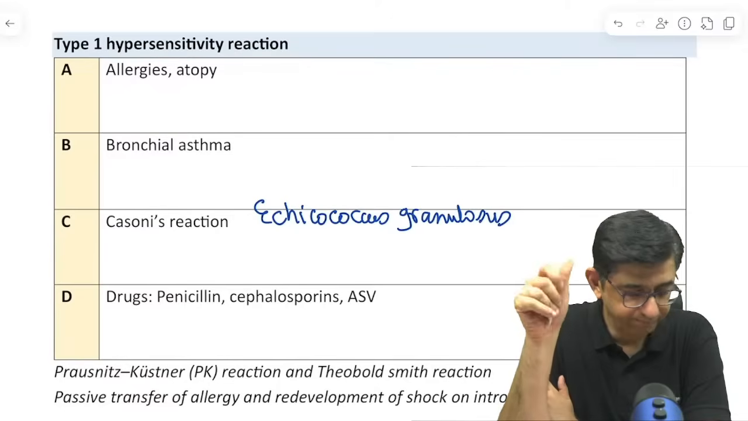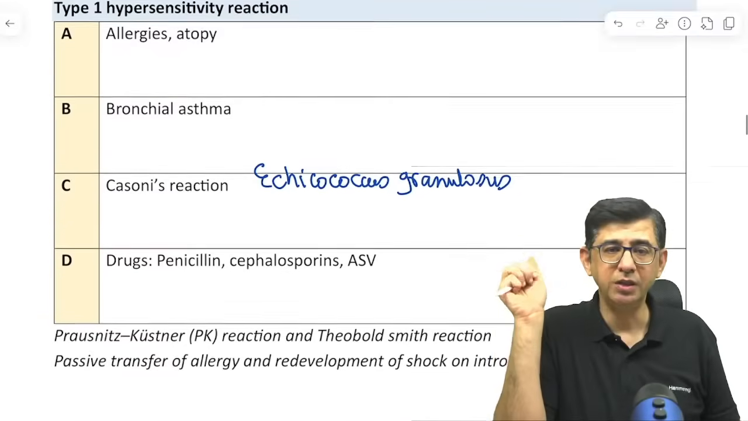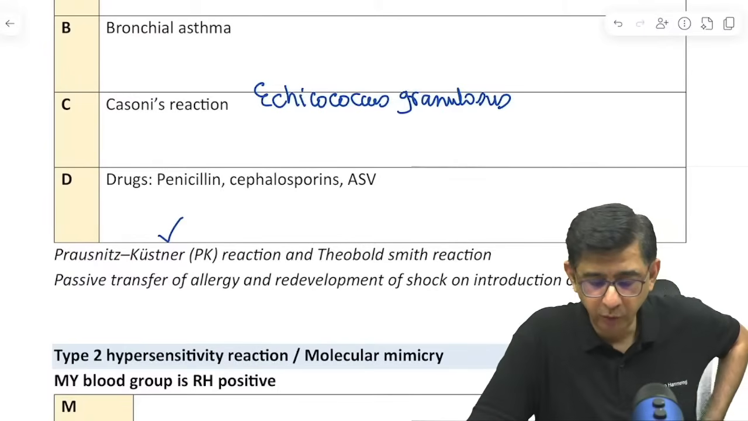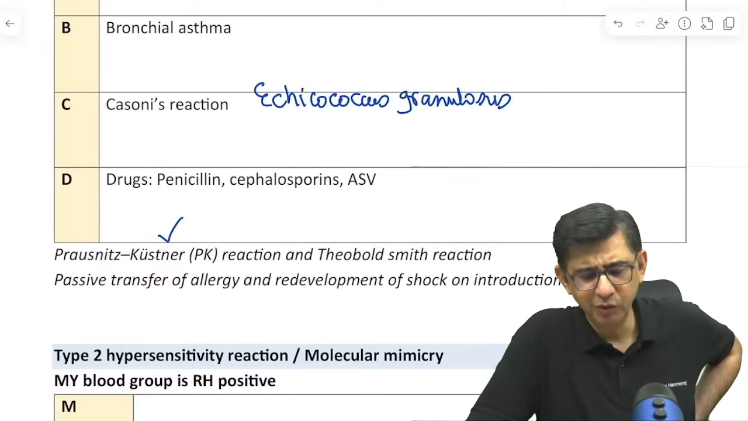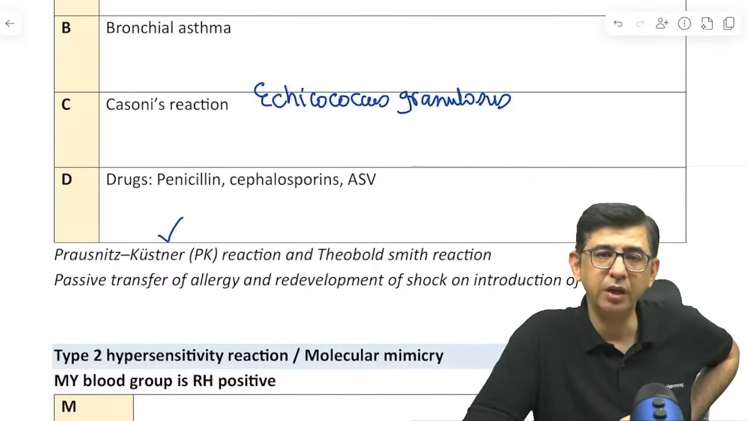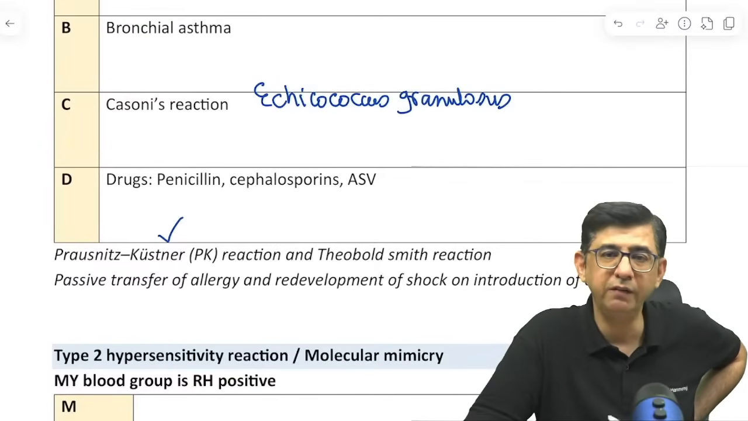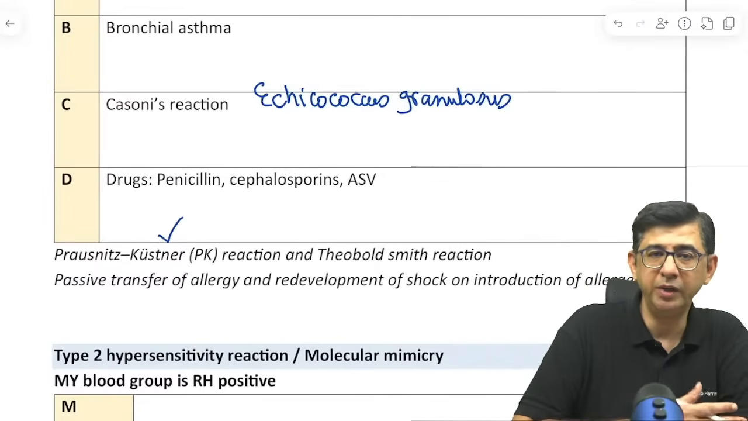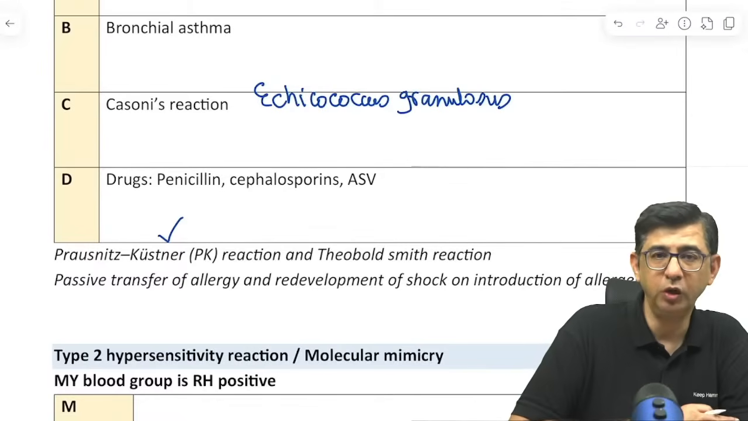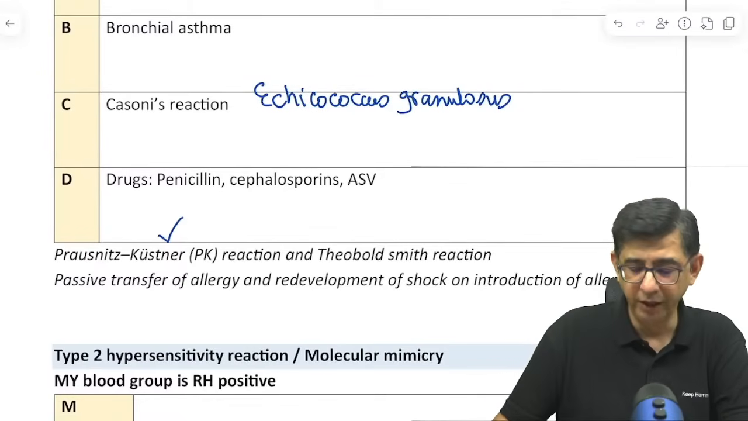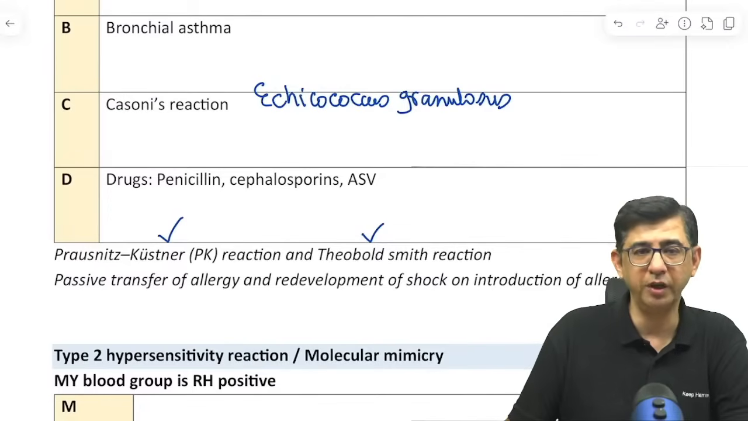Okay. Yeah. Then two classical names are to be remembered: Prausnitz-Küstner reaction and Theobald-Smith reaction. Prausnitz-Küstner reaction simply means that if you are having allergy and if your serum is given to me, then even I will develop that allergy. I'll also have wheals on my body. I'll keep on scratching. And the Theobald-Smith antigen means that there can be anaphylactic shock developing on reintroduction of the allergen. So those are just a bit of technical names that can be introduced, though they are of historical importance.